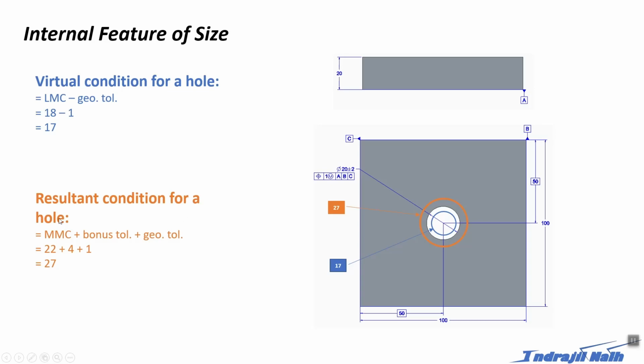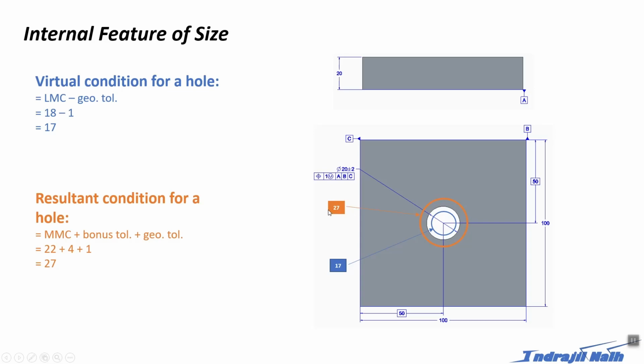Now the resultant condition for a hole. The hole is largest at 20 plus 2, which is 22. The bonus tolerance is the difference between the least material condition and maximum material condition, which is 4: 22 minus 18 gives 4. Then you add your geometrical tolerance, so 22 plus 4 plus 1 equals 27. Here you get a circle quite a bit bigger than your 20 circle, which is the value 27.